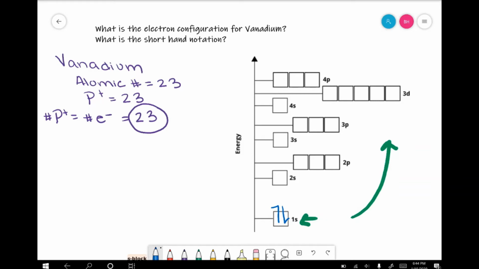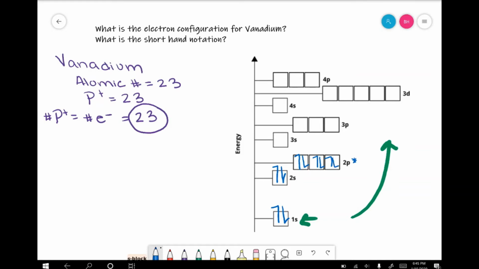Now that this one is full, I'm going to move up to my next one, which is my 2s. 1, 2. That's filled. Now I'm going to go up to my 2p orbital. If you look at the 2p subshell, we see that it has 3 separate orbitals. Hund's rule states that when we fill these, we need to put 1 electron into each energy orbital before we can double up. So just to remind myself, I always like to go up, up, up, and down, down, down.